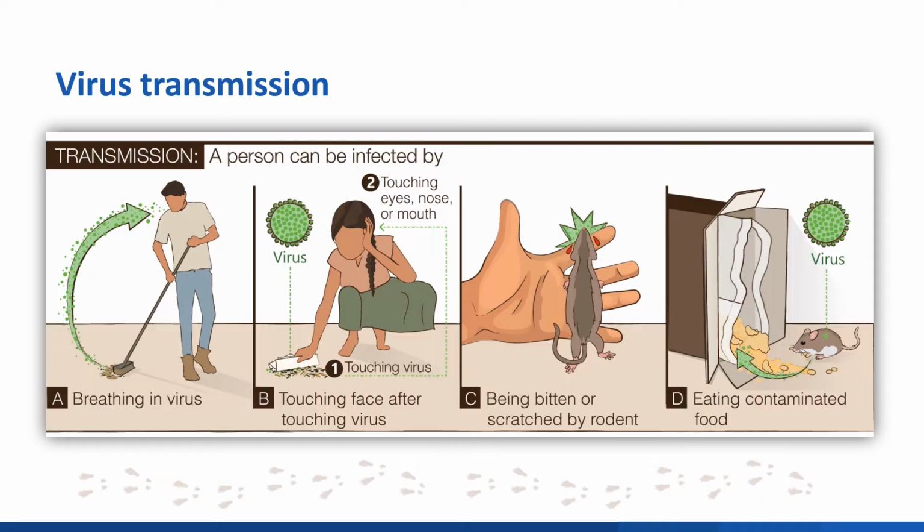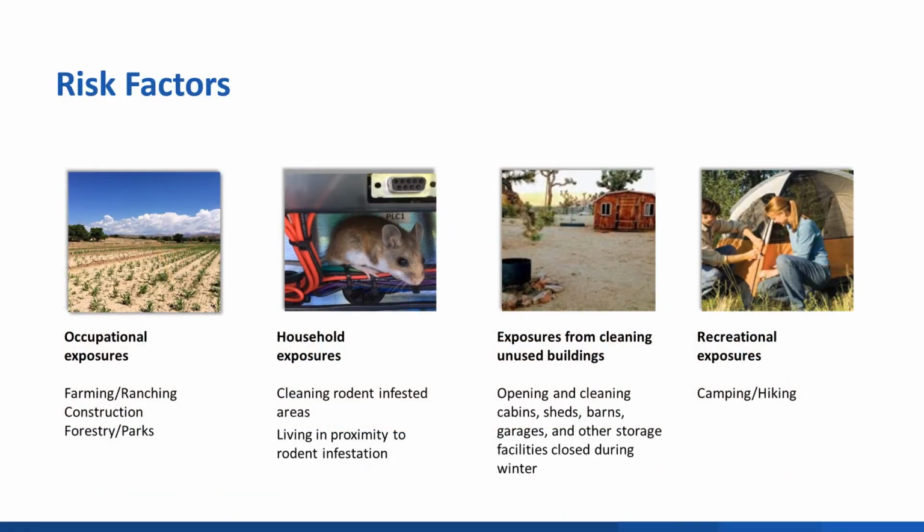There is no human-to-human transmission of Sin Nombre virus. People who are exposed to rodents or rodent excreta are the ones at greatest risk for exposure to hantavirus. This includes people working in the agriculture industry, like farmers and ranchers, construction workers, and those working in forestry and park service. People who clean rodent-infested areas or live near rodent infestations are also at risk for exposure.